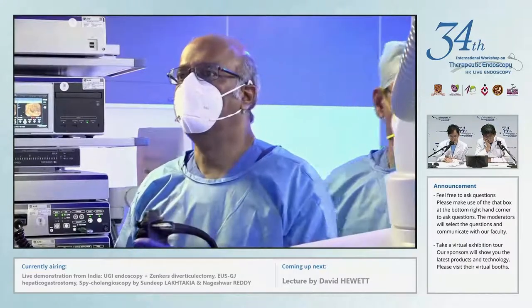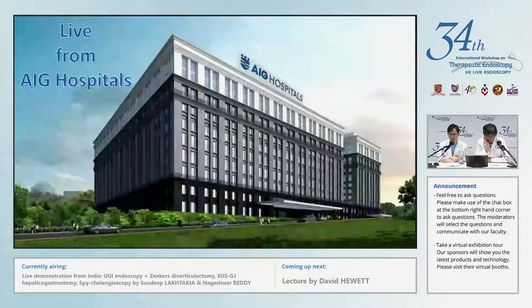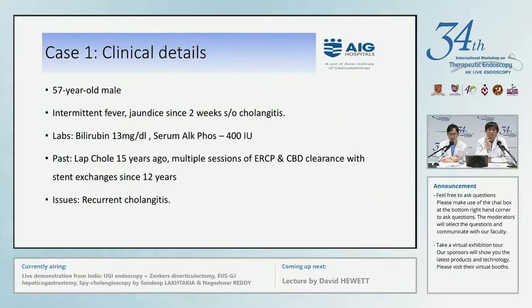Yeah, so we have three interesting cases this evening, and we'll start with the first case, which is a patient who's come with fever and jaundice of 2 weeks duration, suggestive of cholangitis. The lab showed evidence of raised bilirubin and alkaline phosphatase also, which is twice normal. This patient had a cholecystectomy 15 years back, and since then, elsewhere in some other hospital, had multiple sessions of ERCP and CBD clearance. Several stent exchanges over 12 years. The last stent was taken out a couple of months back, and then he's been having recurrent cholangitis.